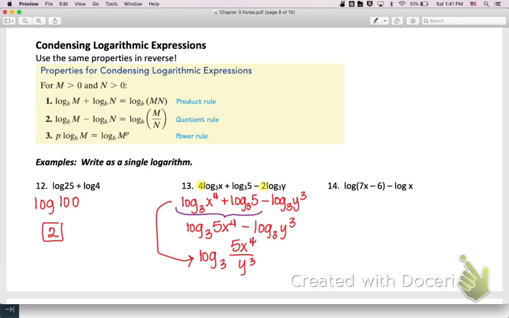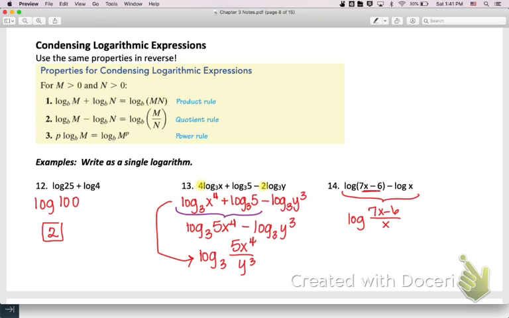So for number 14 then, we really only have 2. Remember, there's no way to break this up. It's stuck in the parentheses there. But we do have division, so this becomes the log of 7x minus 6 over x. And so that would be your final answer.